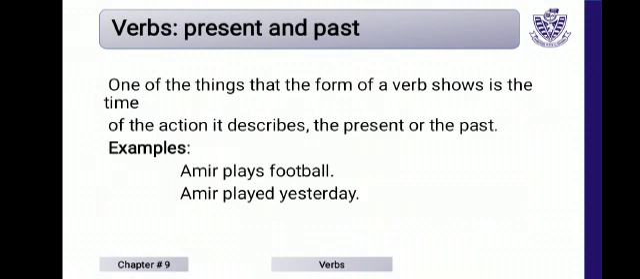Students, one of the things that the form of a verb shows is the time of the action it describes. A verb shows the time of the action, the present or the past. Either it is present or past. Amir plays football. Amir played yesterday. They play with Amir. Now, plays and play refer to actions done now or in present time. The verbs plays and play are therefore said to be in the present tense.